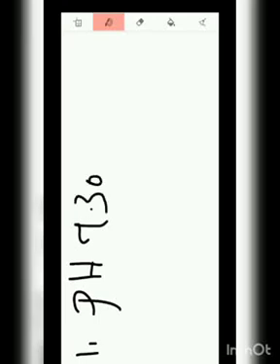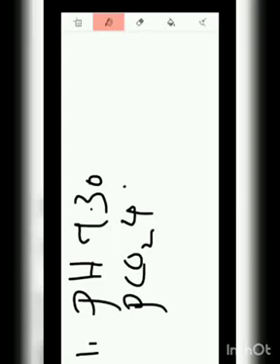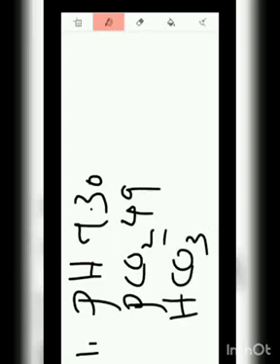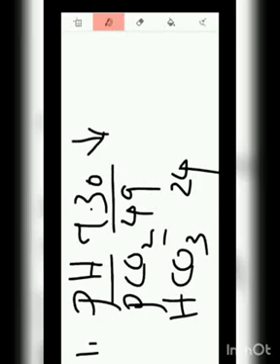So we can see the first problem. The pH value is 7.30. PCO2 is 49. Bicarbonate value is 24. First, we have to see the pH. Is it increased or decreased? It is decreased. It means acidosis. Keep in mind acidosis.